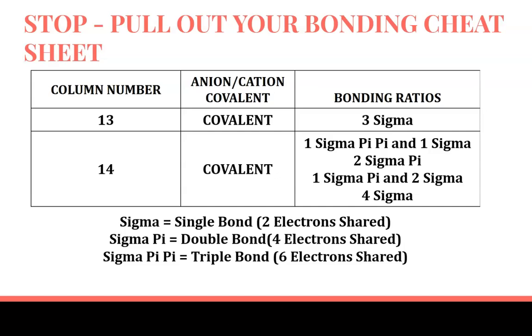So column 13 can make a covalent bond with 3 sigma bonds. Those in column 13 will not have a full octet. They are okay with 6. It is an exception. Column 14 is covalent, and it needs to make 4 bonds. So we can have 1 sigma pi pi and 1 sigma, 2 sigma pi's, 1 sigma pi and 2 sigmas, or 4 sigma bonds.